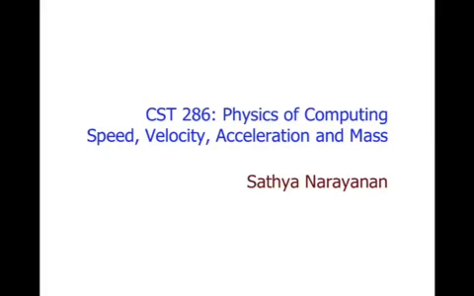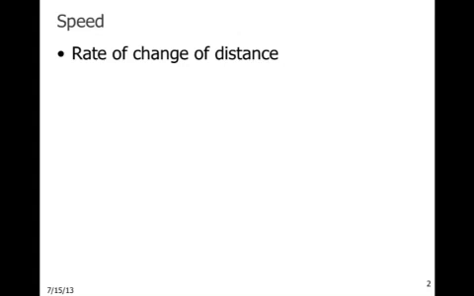In this video lecture, let's learn about four important parameters in mechanics: speed, velocity, acceleration, and mass. Let's start with speed. Speed is the rate of change of distance. What do we mean by that?